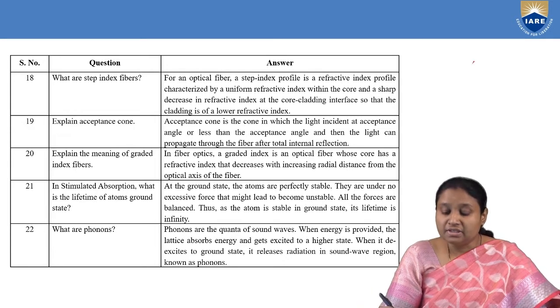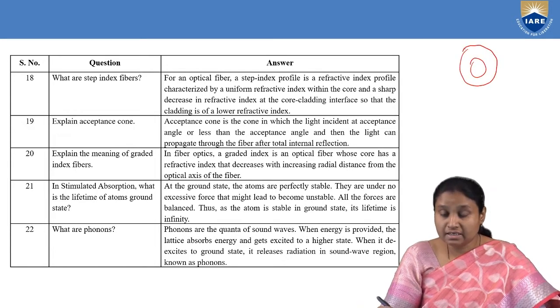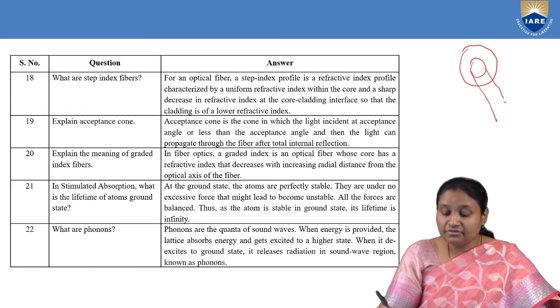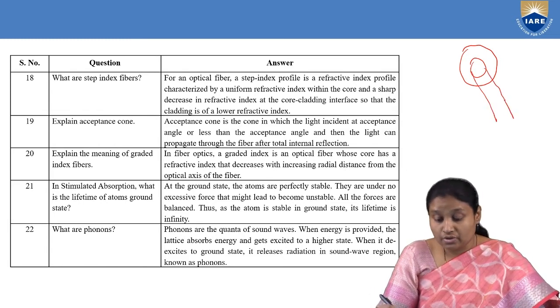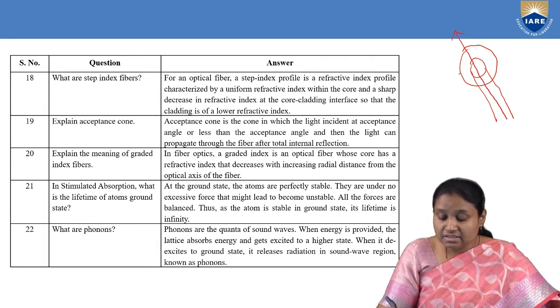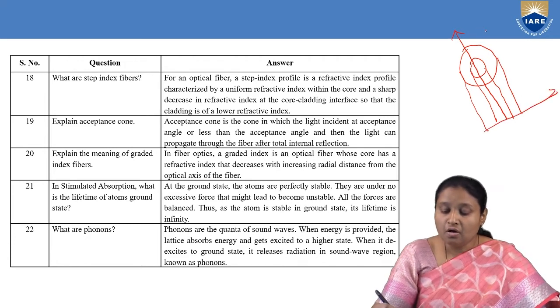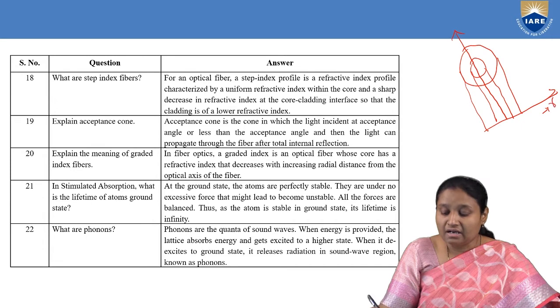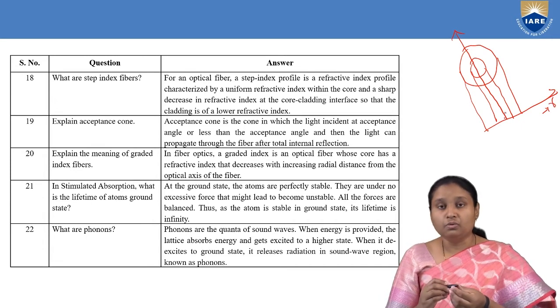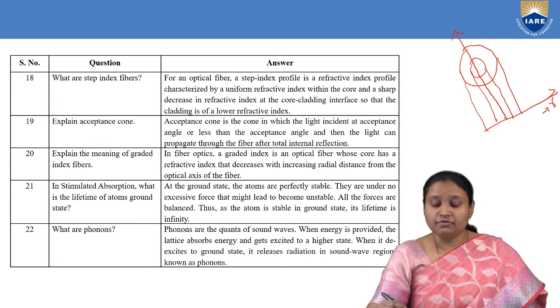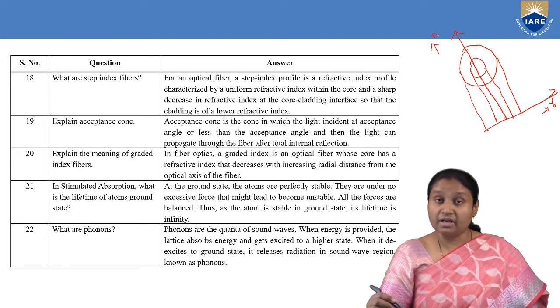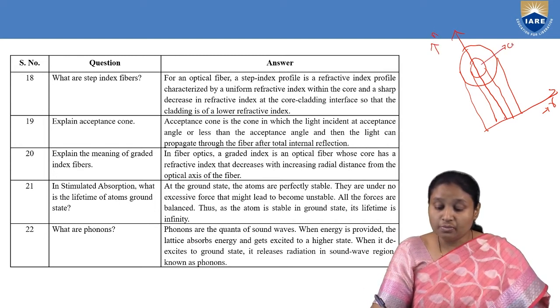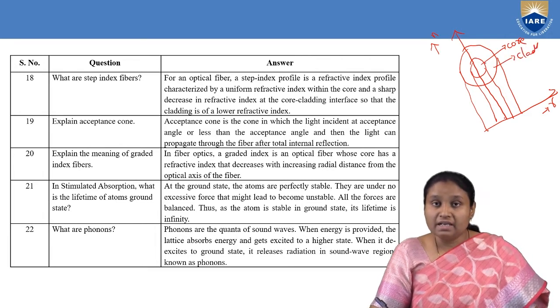In step index fibers, suppose this is our core and this is our cladding, and we consider the refractive index profile of the core. What do we mean by the refractive index profile of the core? If I take this figure, on the x-axis I am considering r, the distance from the center of the core, and on the y-axis I am taking the refractive index. This is our core medium, this is our cladding medium, and this one is the core-cladding interface.